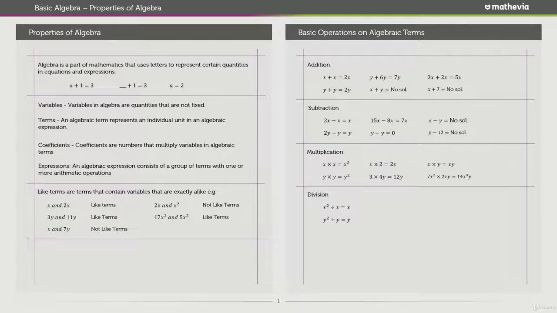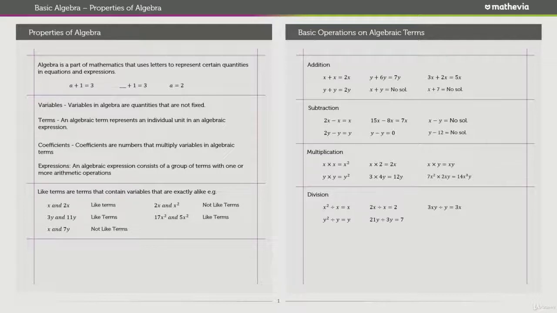So x squared divided by x equals x, y squared divided by y equals y, 2x divided by x equals 2. The x cancel out. And 21y divided by 3y equals 7. The y cancel out, and then you have 21 divided by 3 equals 7.